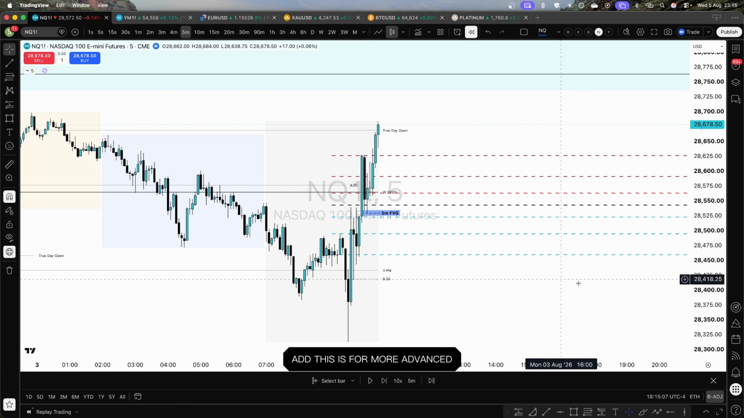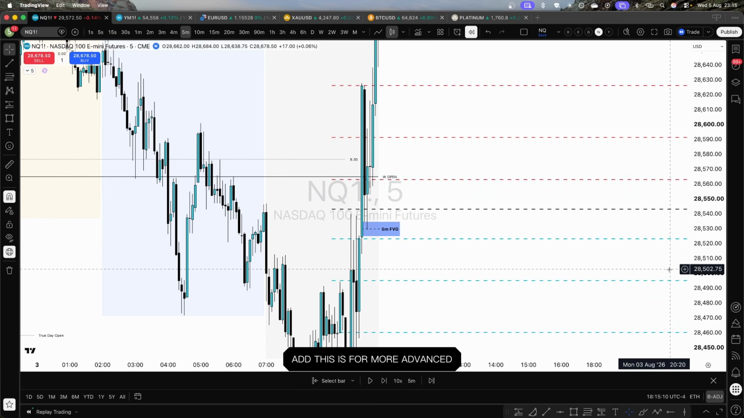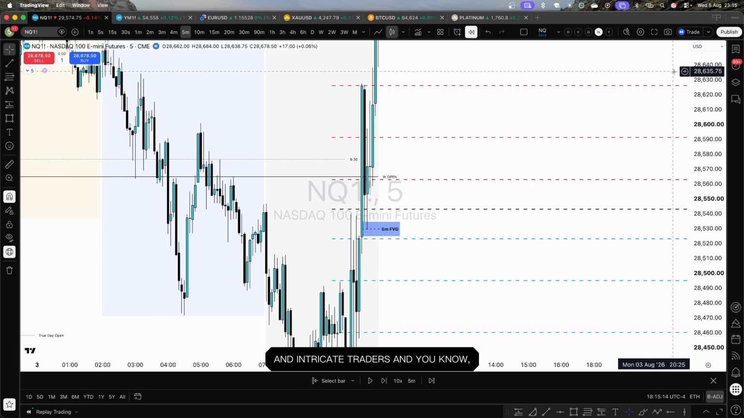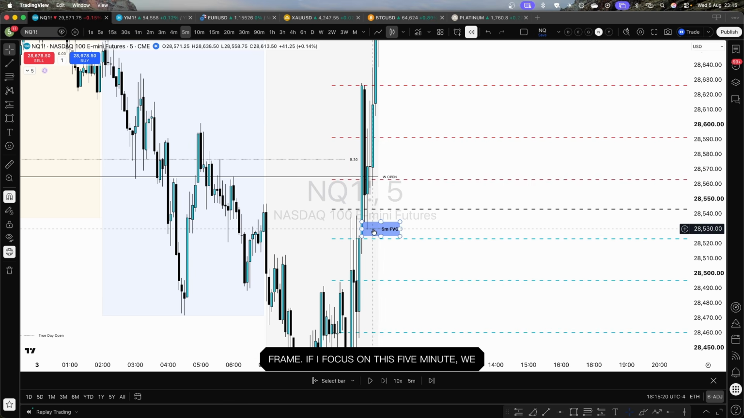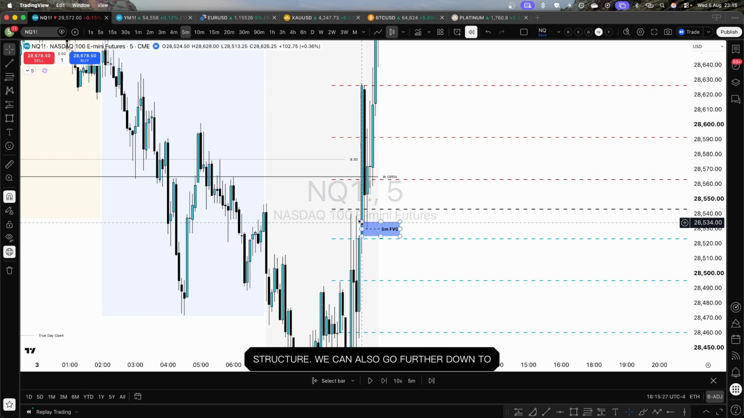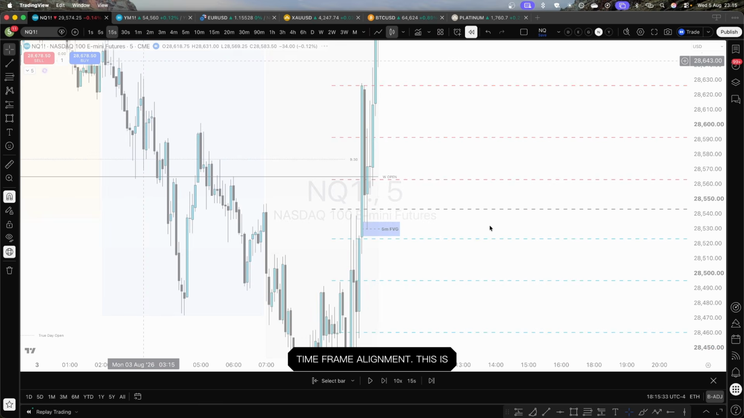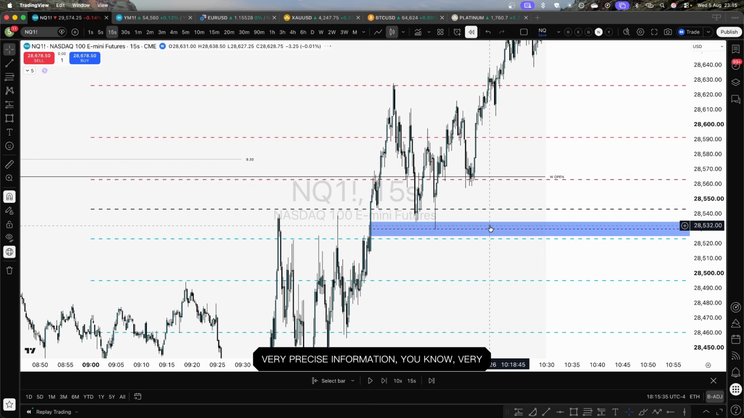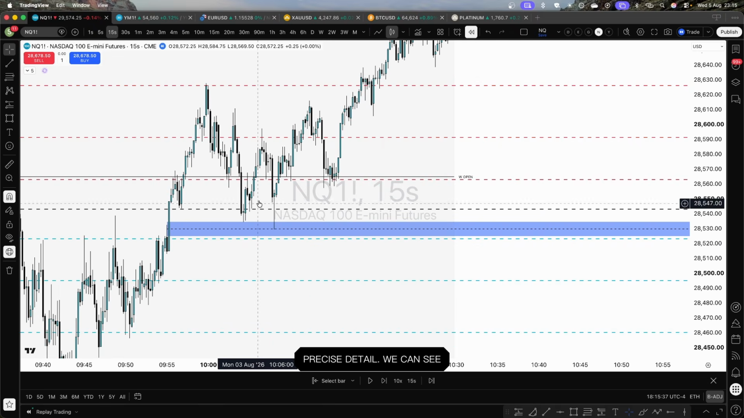I do want to also add, this is for more advanced and intricate traders, and traders that trade futures that can go on to the lower time frame. If I focus on this 5-minute, we can see over here that the 5-minute is a structure. We can also go further down to the 15 seconds as time frame alignment. This is very precise information, very precise details.